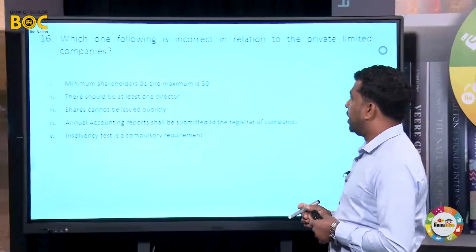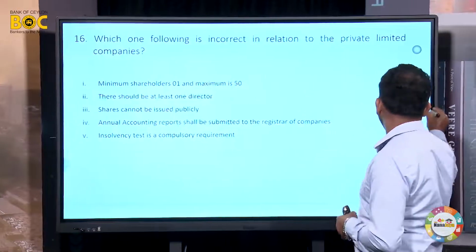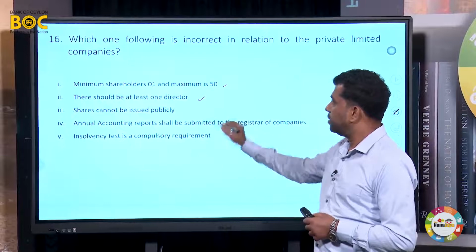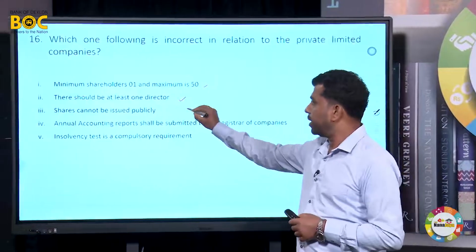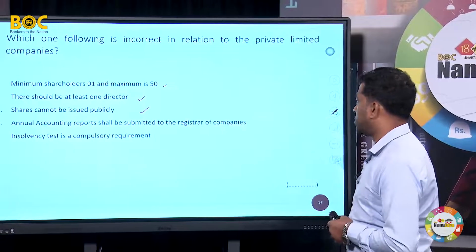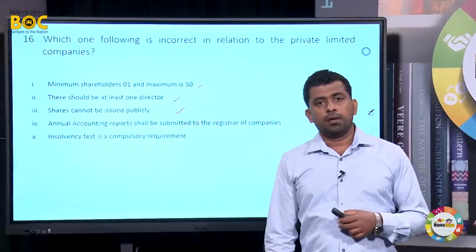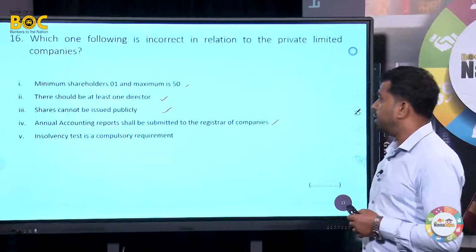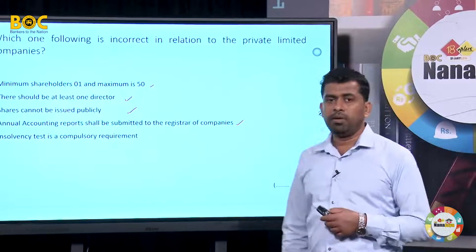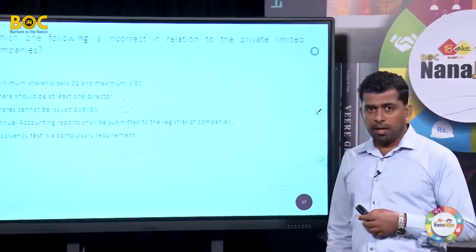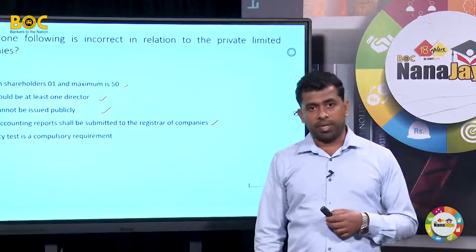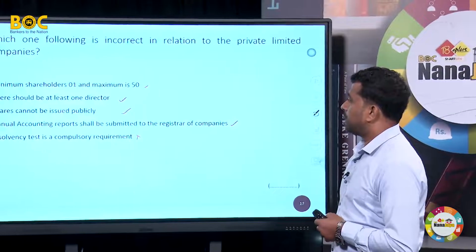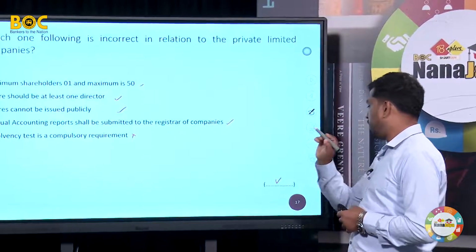Minimum shareholders 1 and maximum 50, correct. There should be at least one director, correct. Shares cannot be issued publicly, correct. The annual accounting report shall be submitted to the Registrar of Companies, because accounting and auditing is compulsory for all incorporated companies. But an insolvency test is not a compulsory requirement before declaring dividends in private limited companies. It's a compulsory requirement for public limited companies. The most appropriate answer is the fourth one.